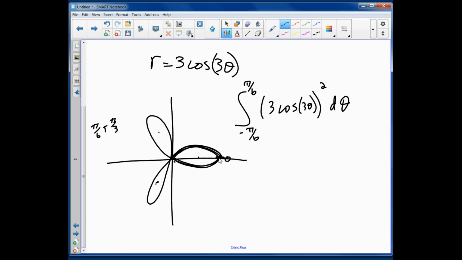What if you did something weird like 0 to pi over 3? Yeah, it'll give you something that's not bounded. I'm not sure what it'll give you. We can try it in a second.